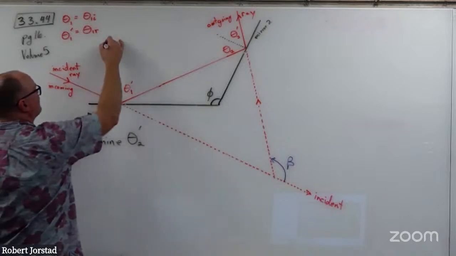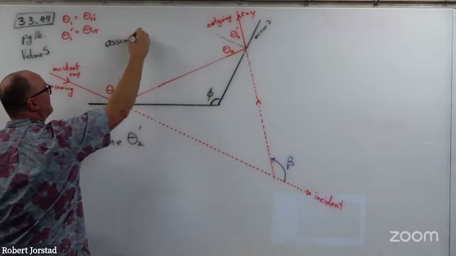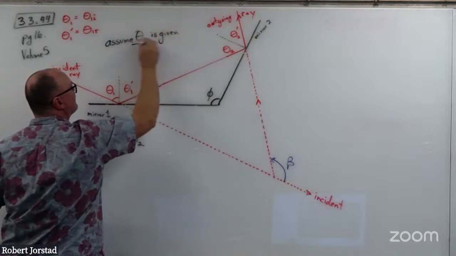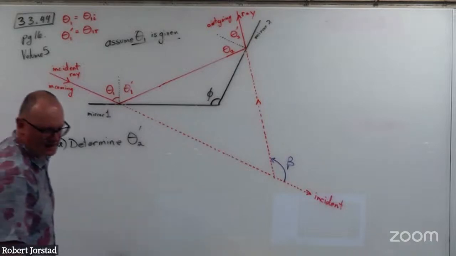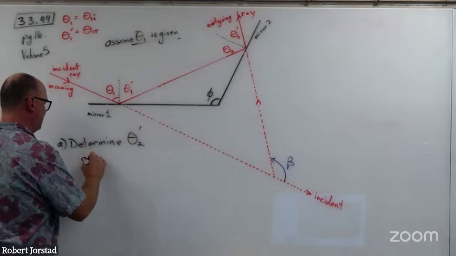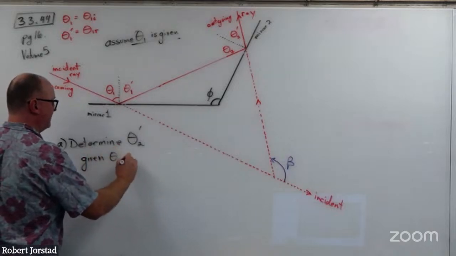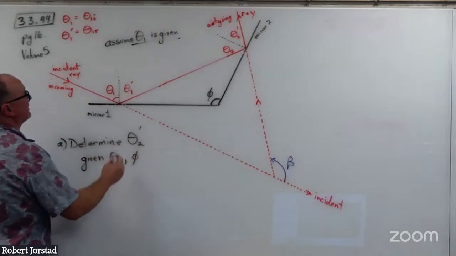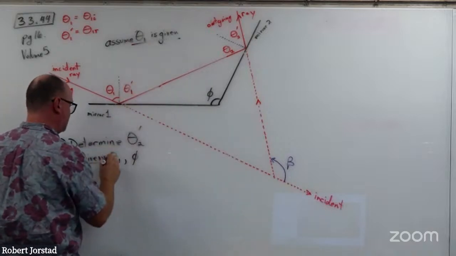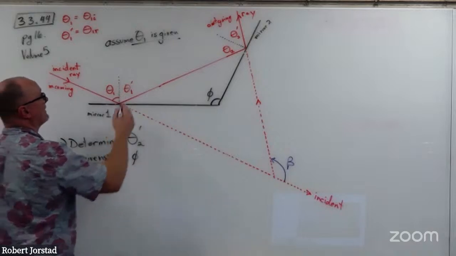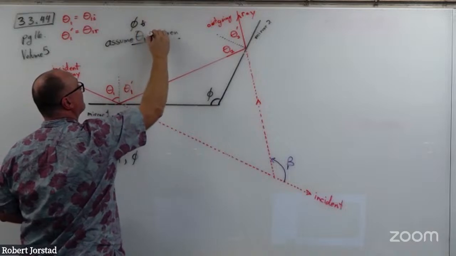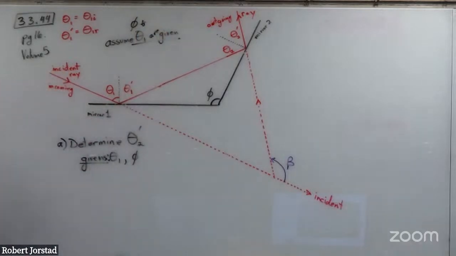We're going to assume theta 1 is given. It doesn't say that in the problem right now, but I'll fix that when I get home. So given theta 1, and let's assume phi is given. So if we know theta 1 and phi, we can figure this out. All right, those are our knowns. We want to figure out theta 2.